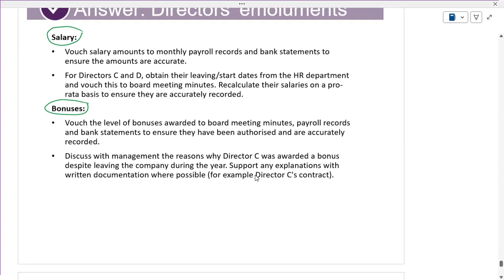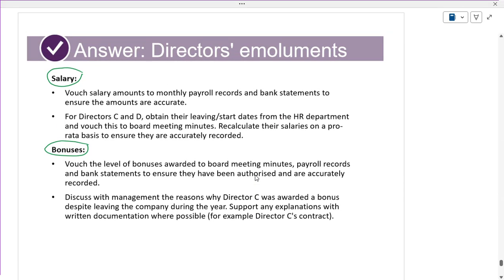Yes, we are covering the salary. What are we doing? Salary amounts, monthly records, and bank statements. Always keep it in mind: payroll records have to match with bank statements. Whatever is reflected in the payroll records, the same amount has to be net, to ensure that the amounts are accurate.